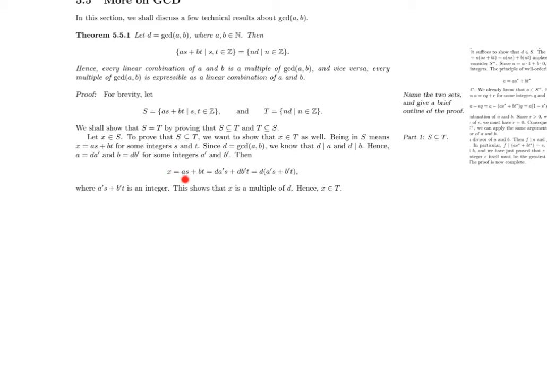X equals AS plus BT, which when we substitute information from these two equations gives us D A prime S plus D B prime T. We can factor out D, and we know that what's left in the parentheses is an integer. That tells us X is a multiple of D, which is what we wanted to show. In order to show X is an element of T, you have to show that X is a multiple of D, since that's what that set means.